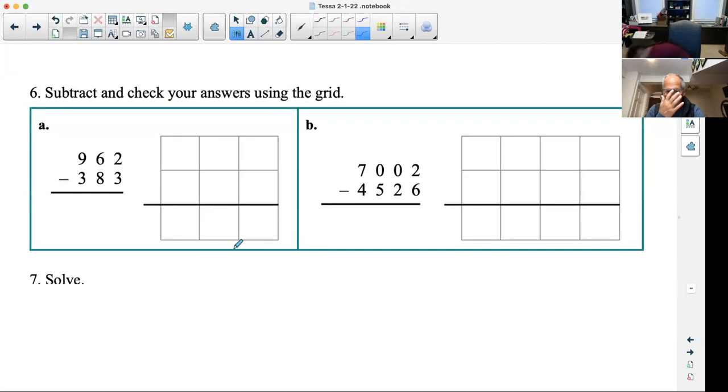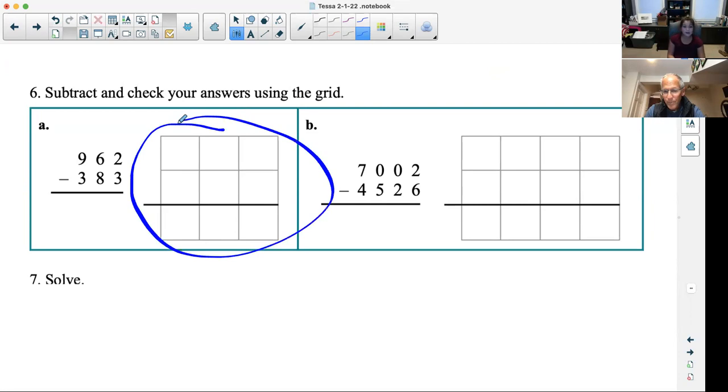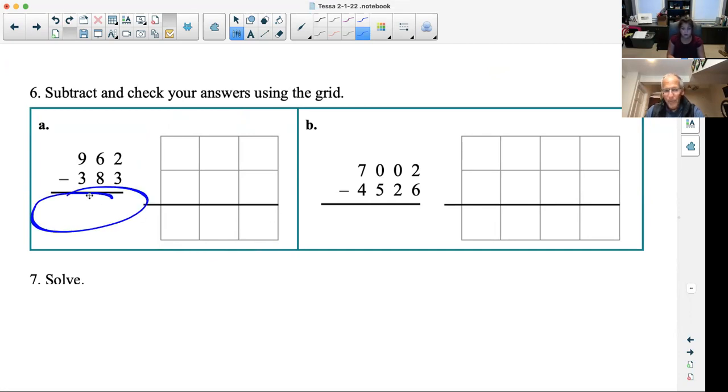The first one is 962 minus 383. Do all of your borrowing first, then you give me your answer. And by the way, why do you think they have this box here? So you write the answers inside? Nope. The answer goes under the equals line.